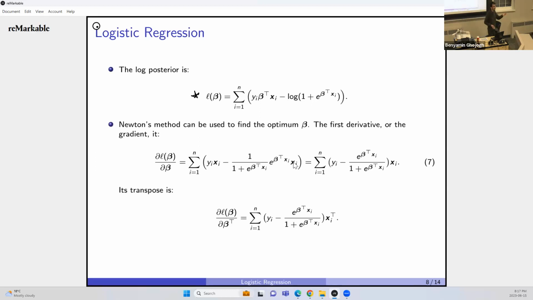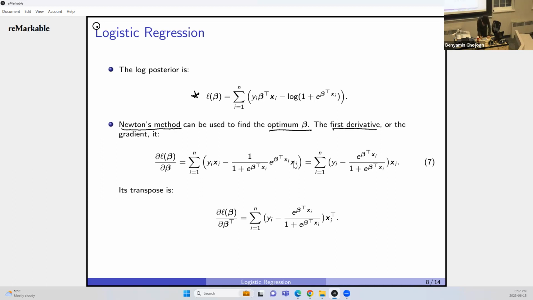So for maximization, we need to do optimization. We can use gradient descent, Newton's method, first order, second order. Here we use second order optimization, Newton's method. So Newton's method can be used to find the optimum beta. So we need both the first order derivative and the second order derivative.